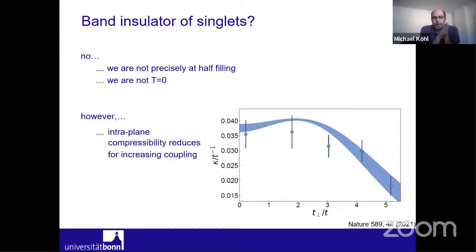We've tried this, despite the fact that we're not precisely at half filling, and not precisely at T equals 0. However, we can still measure the compressibility. We can apply an external gradient and measure how the singlets react to that gradient. That is shown here in this blue data, the measurement of the compressibility of the singlets. And you see that this compressibility reduces as we increase the coupling along the bond. So this could be a first signature that the singlets would eventually become band insulating at low enough temperature.